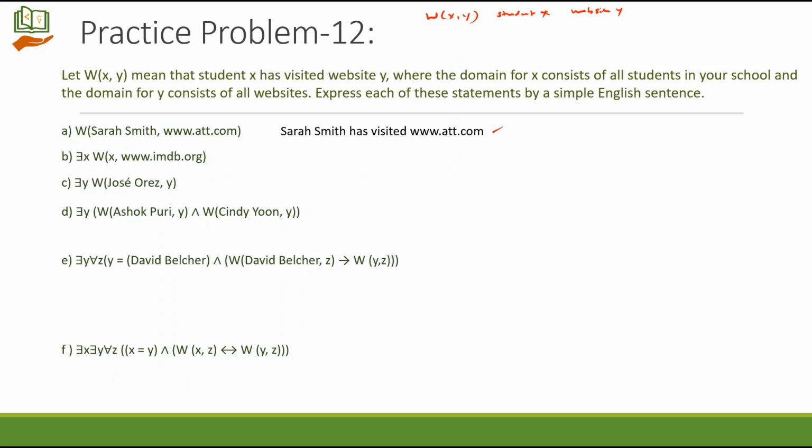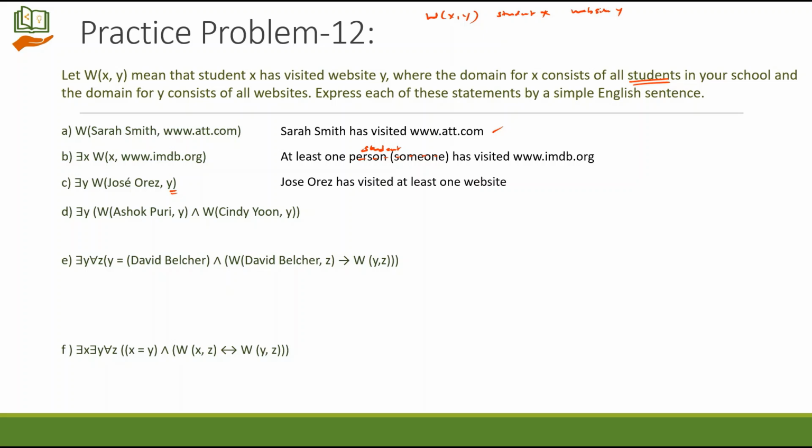Now let's get into quantifiers. X has visited www.imdb.org. So we can say at least one student has visited this particular website. So instead of saying one person or someone, we can say student directly because it is given in the context of all students in your school. Y occurs in this place. It means it is denoting website. So Jose Ores has visited some website. We don't know what is that website. So we can say Jose Ores has visited at least one website.